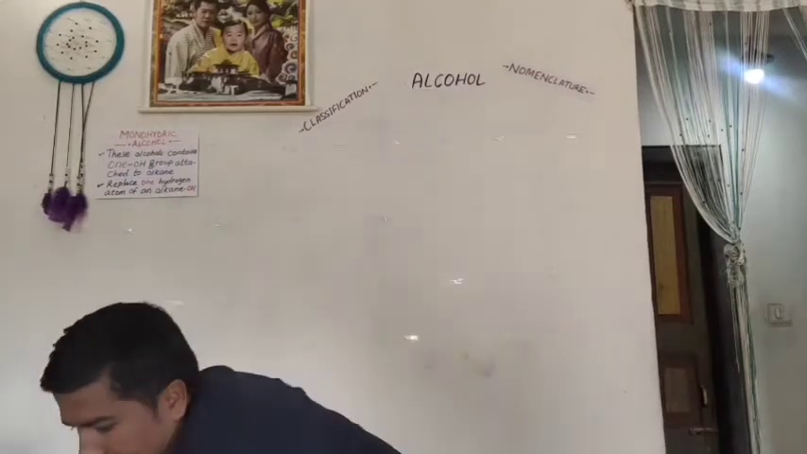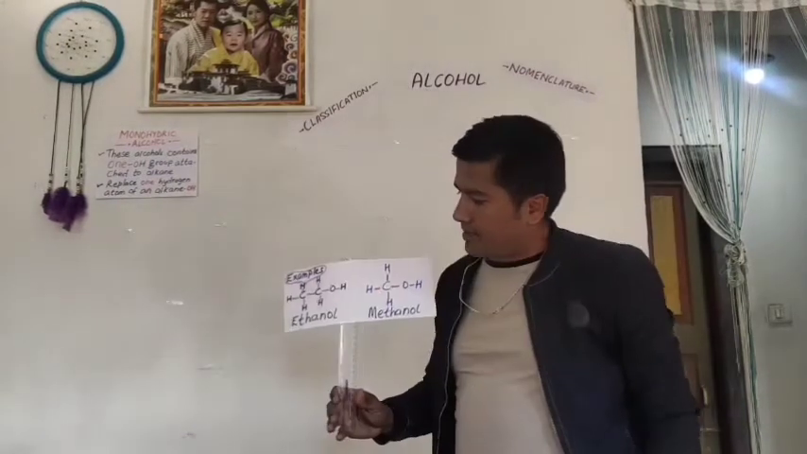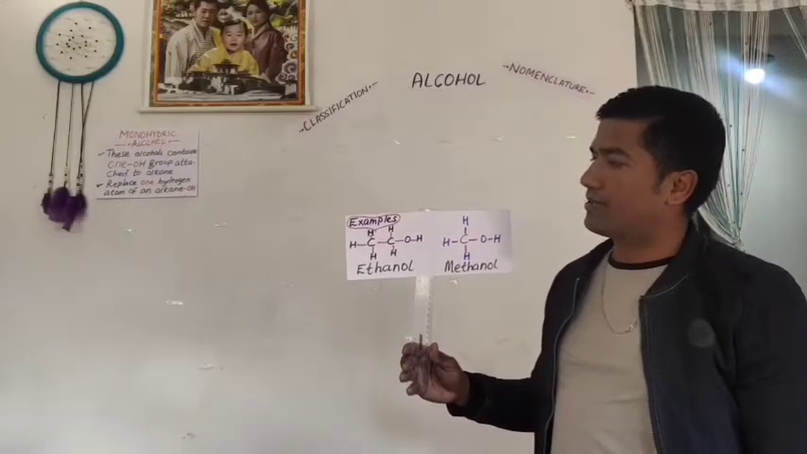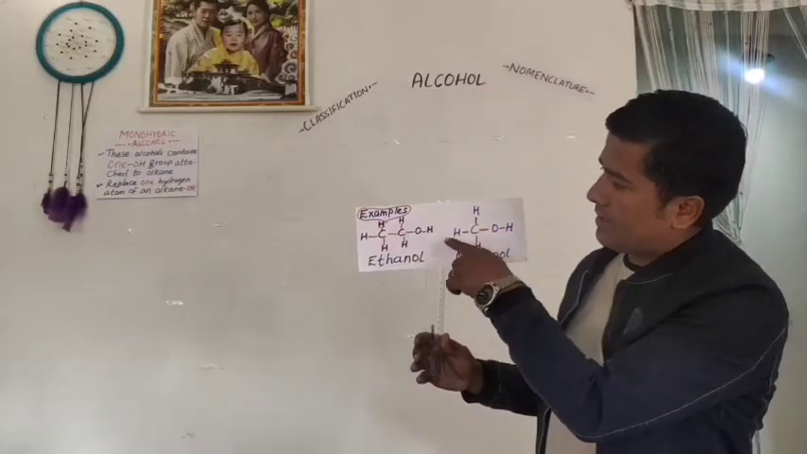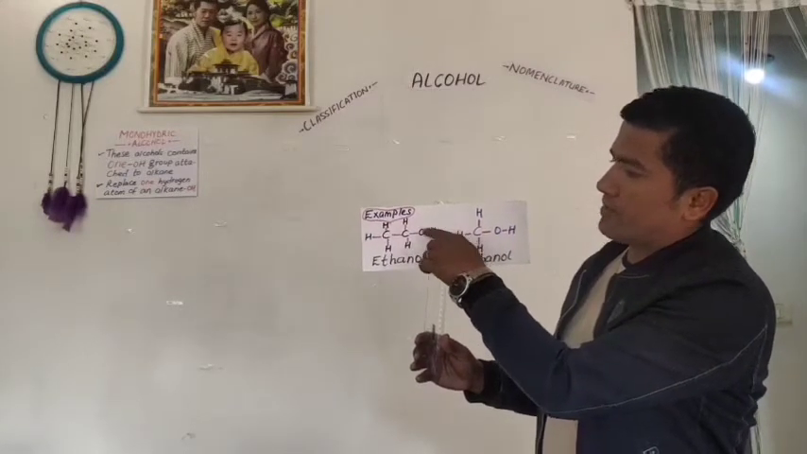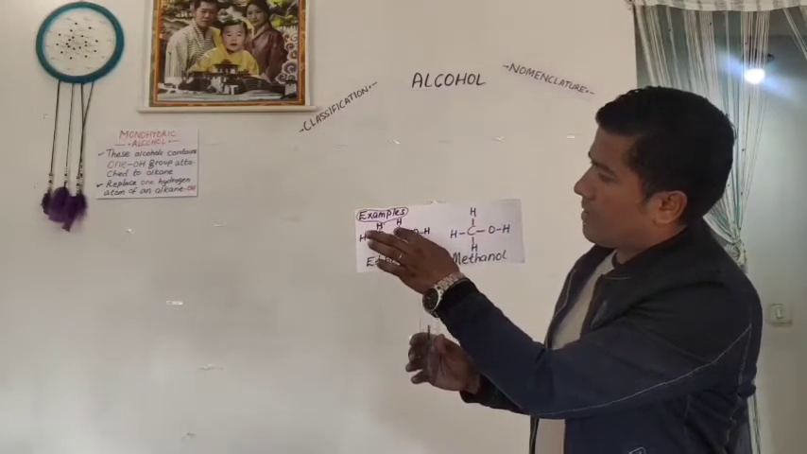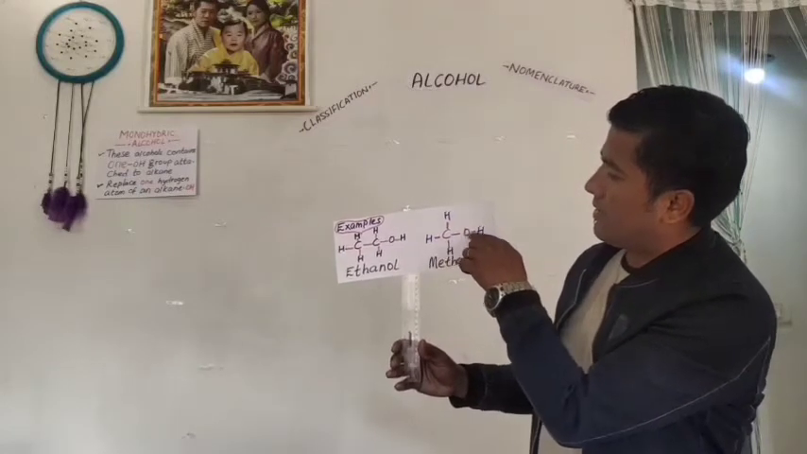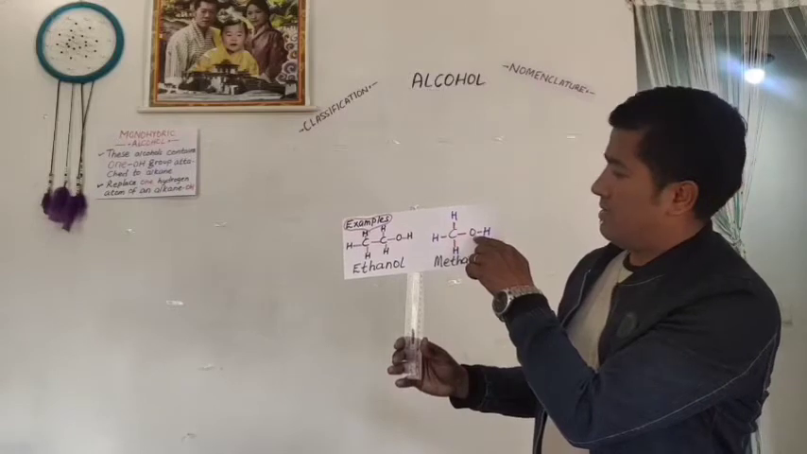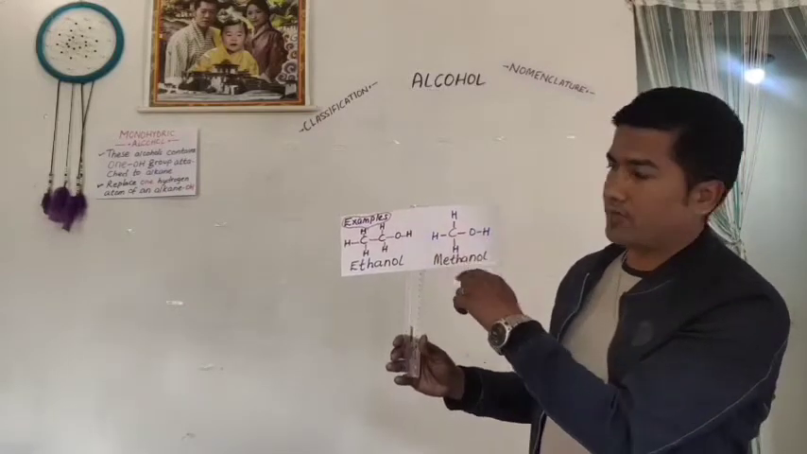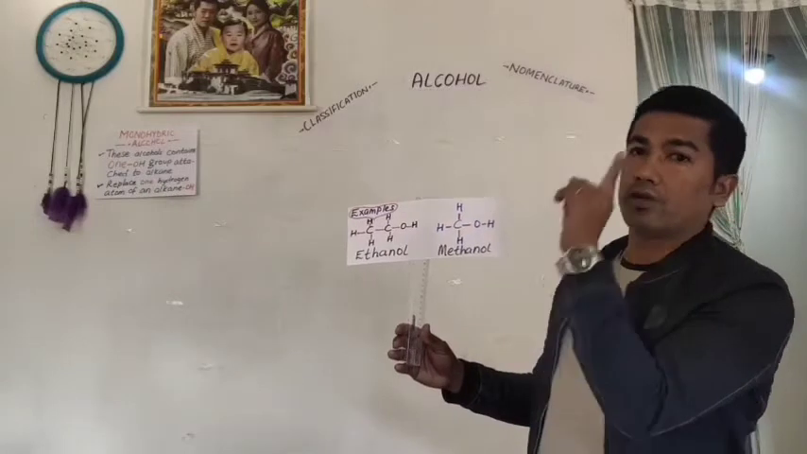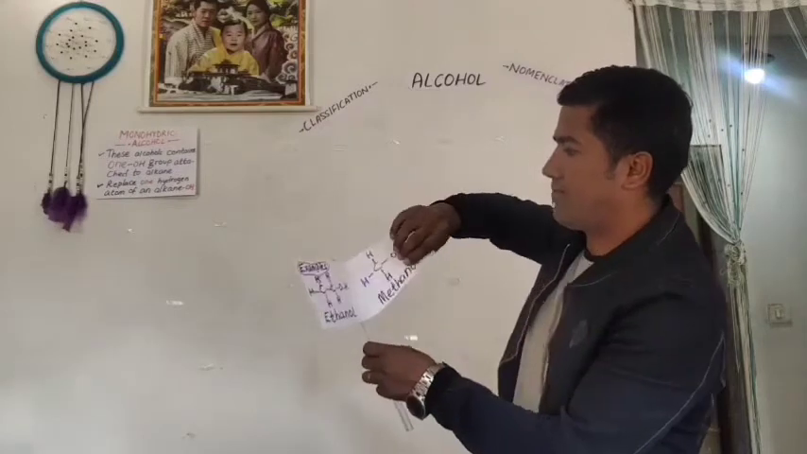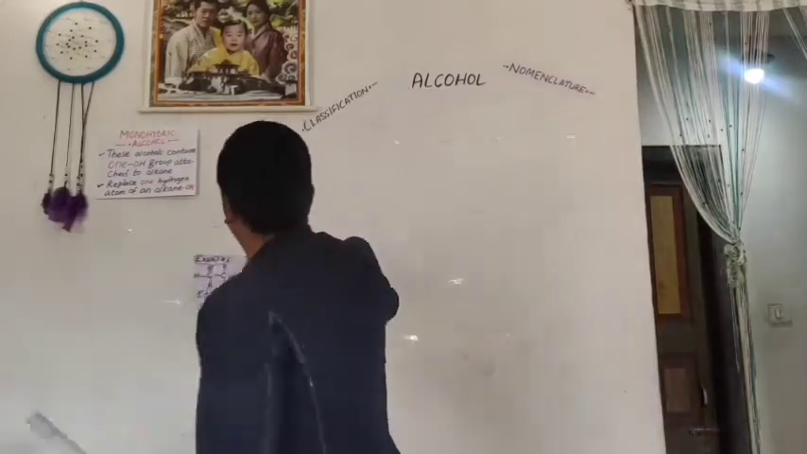Then let's go to the example. Ethanol and methanol are called monohydrate alcohols. You can see here in the example, one OH group is there. One hydrogen of the alkane is removed and replaced by an OH group. In methanol, you can see the OH group is attached and one hydrogen from the alkane is removed. So ethanol and methanol, with one OH group, are known as monohydrate alcohols.